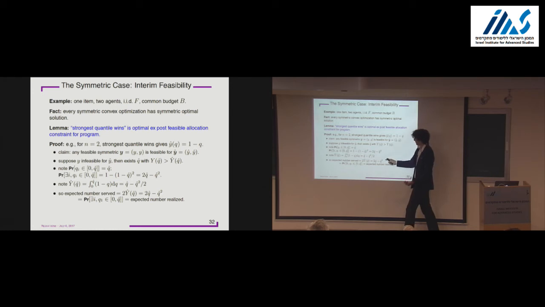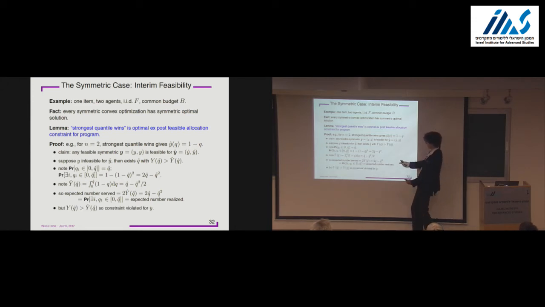So it's always the case that the probability I see a player is not going to be worse than the expected number of players. The expected number of players I see is never going to be less than the probability I need to serve to those players. And in fact, it's going to be tight everywhere because this is the strongest thing you can do. So that's why those are equal. So the expected number served is equal to the expected number realized.